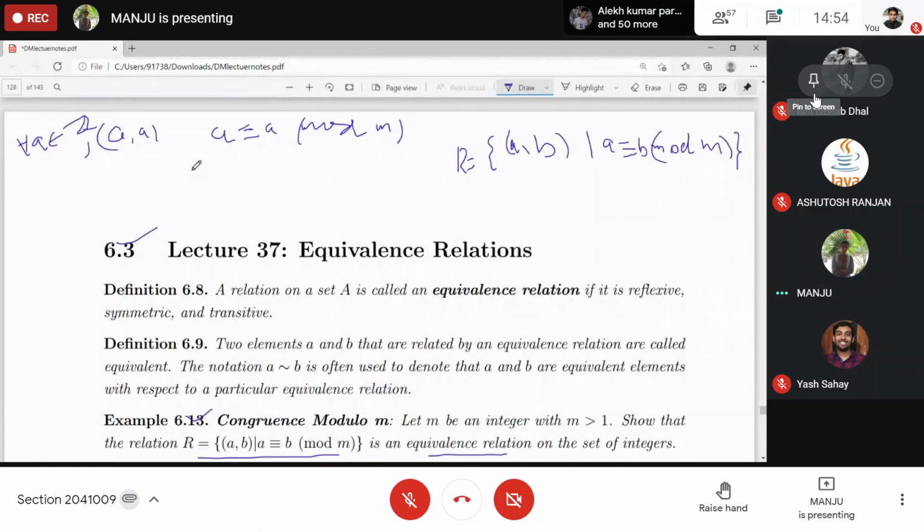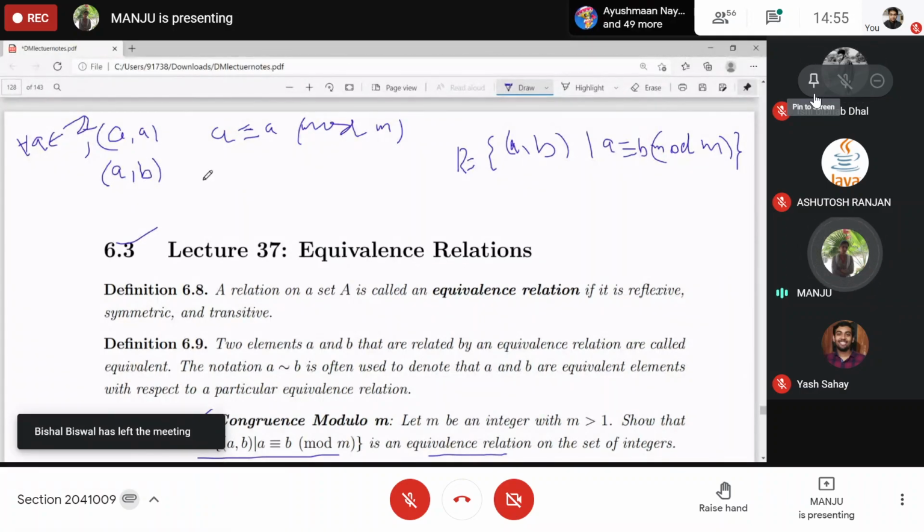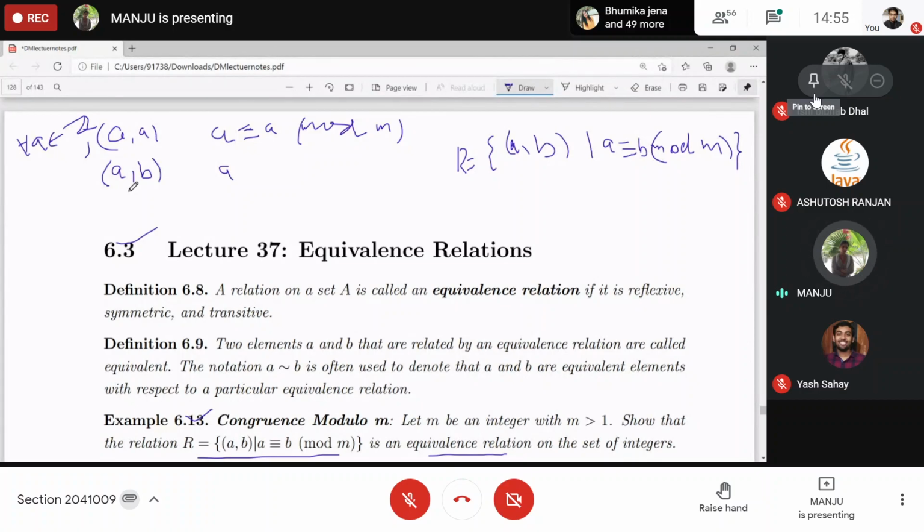What about symmetry? If A and B are related, then B and A should be related. Here, A is related to B does not mean equality; in different relations it does not always mean equality. So in this relation, it is A is congruent to B modulo M.